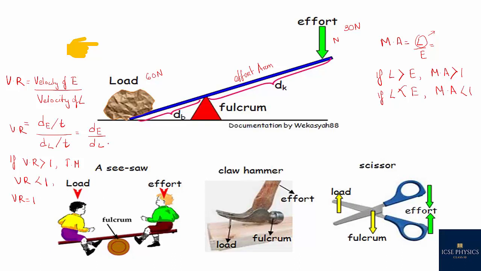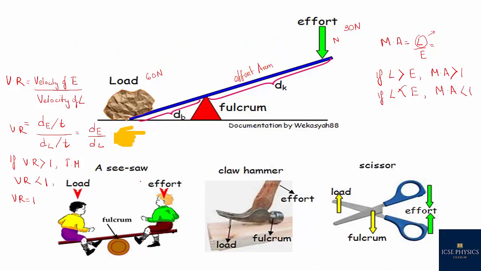So the terms associated with machines are: load, which is a force; effort, which is also a force; then mechanical advantage, a ratio of load to effort; and then velocity ratio, which is the ratio of effort arm by load arm. So these are the technical terms associated with machines. Let's see this picture one by one. As you can see, the effort is being applied at that point.